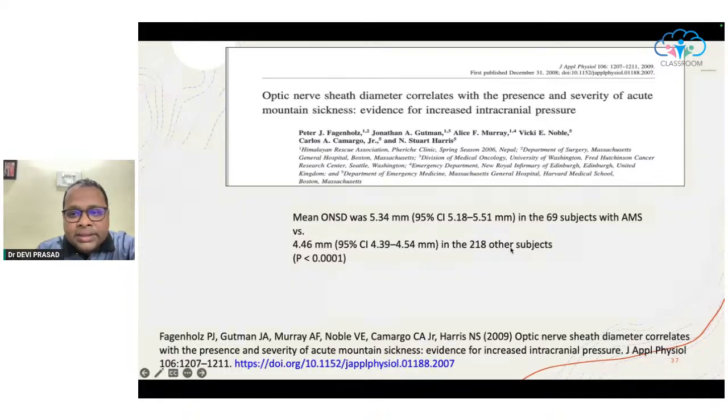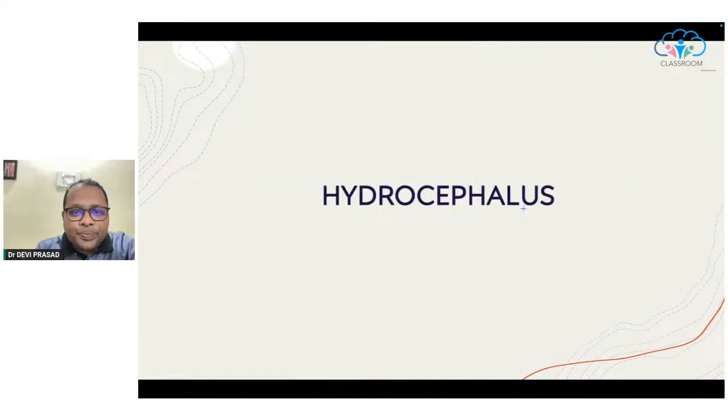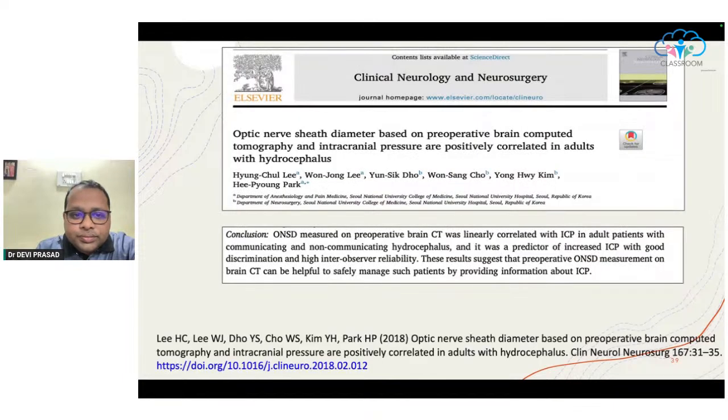And in the other subjects, they had a mean of 4.46 millimeters, which is fairly normal. Now, in hydrocephalus, this was a study by Lee et al. And they concluded that ONSD measured on preoperative brain CT was linearly correlated with ICP in adult patients with communicating and non-communicating hydrocephalus, and it was a predictor of increased ICP with good discrimination and high inter-observer reliability.